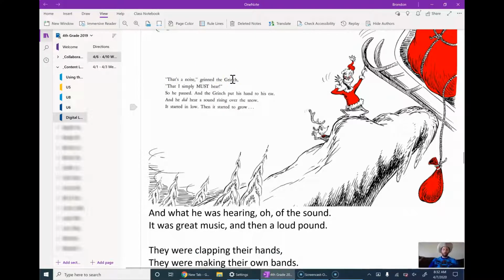That's a noise, grinned the Grinch, that I must hear. So he paused, and the Grinch put his hand to his ear. And he did hear a sound rising over the snow. It started in low, then it started to grow.